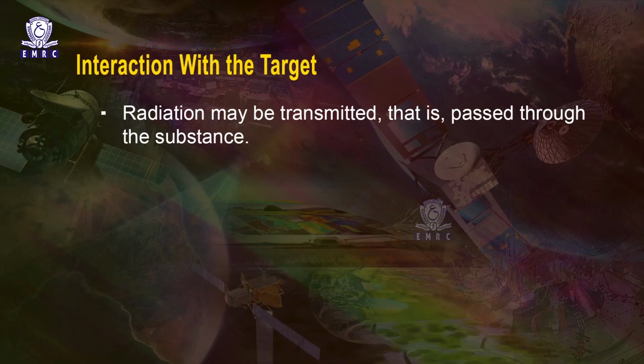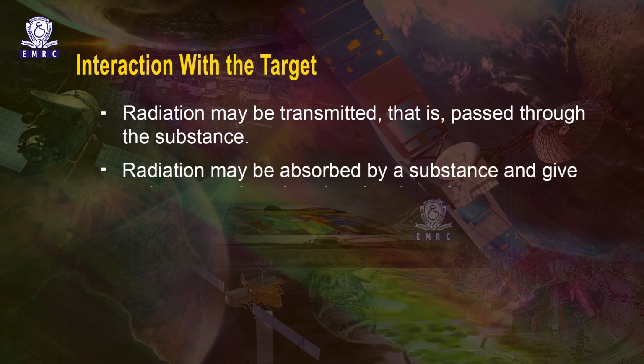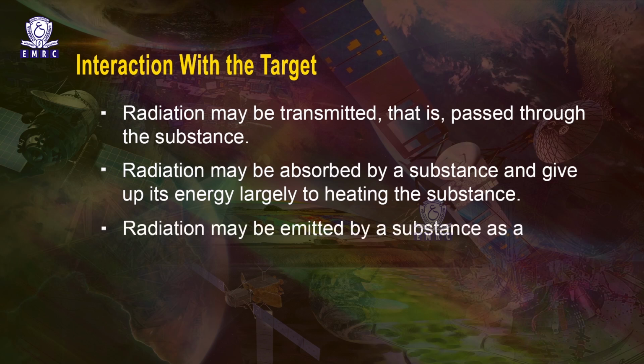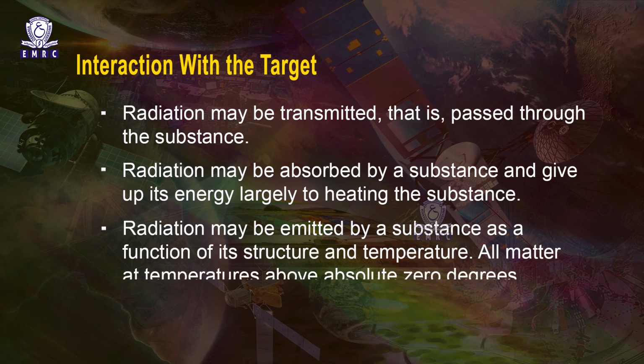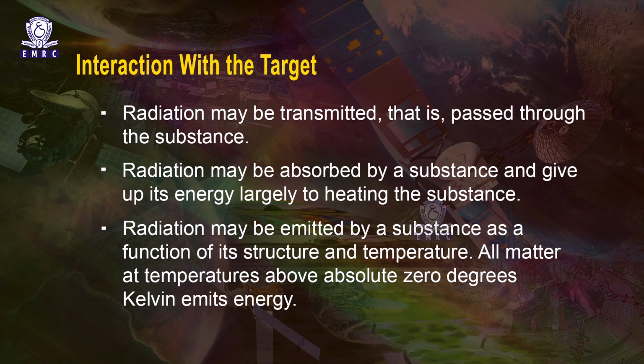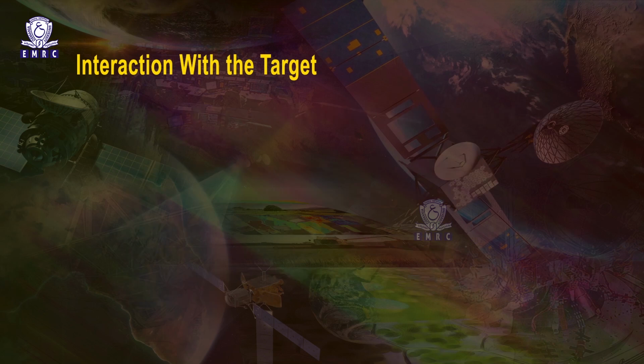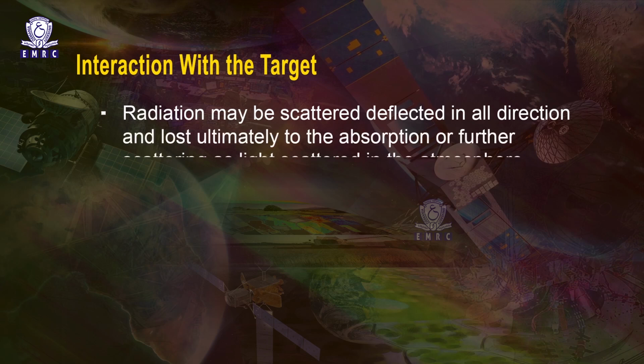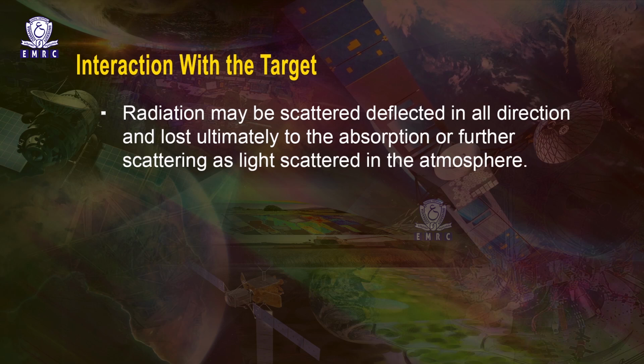Radiation may be transmitted, that is, passed through the substance. Radiation may be absorbed by a substance and give up its energy largely to heating the substance. Radiation may be emitted by a substance as a function of its structure and temperature. All matter at temperatures above absolute 0 degrees Kelvin emits energy. Radiation may be scattered, deflected in all directions and lost ultimately to absorption or further scattering, as light scattered in the atmosphere. Radiation may be reflected.